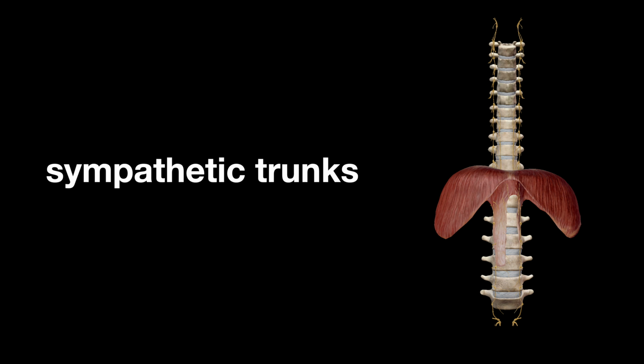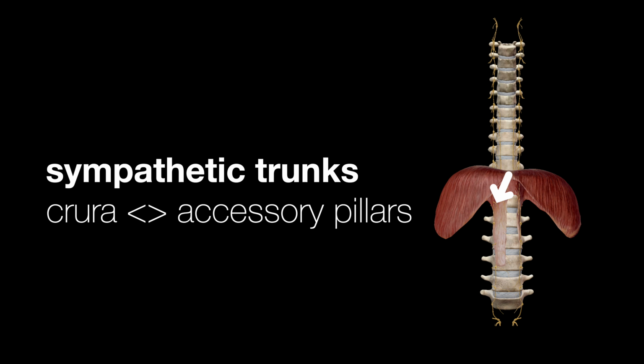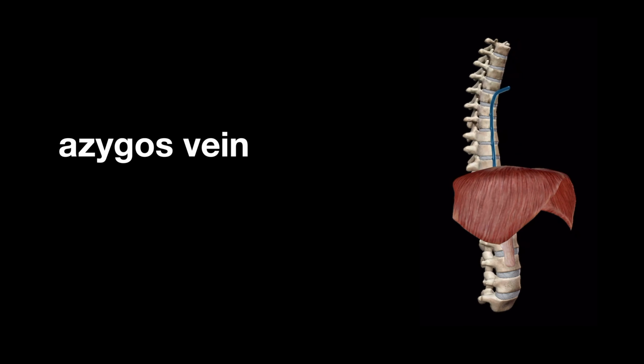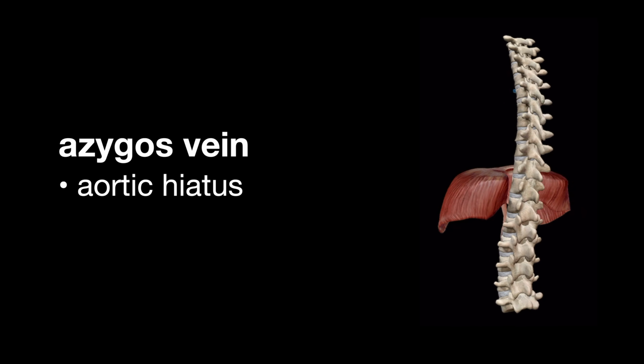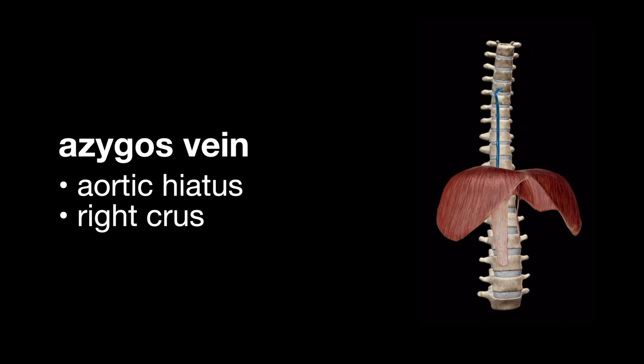The sympathetic trunk will go through the crura and the accessory pillars, and the azygos vein either goes through the aortic hiatus or through the right crus. At the end of the video, I'll give you a tip to remember at what vertebral floor the openings are, so keep watching. The high oxygen consumption of the diaphragm means that it needs arteries.